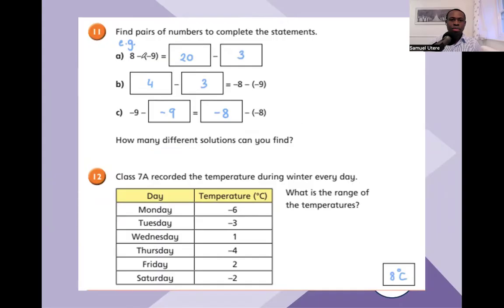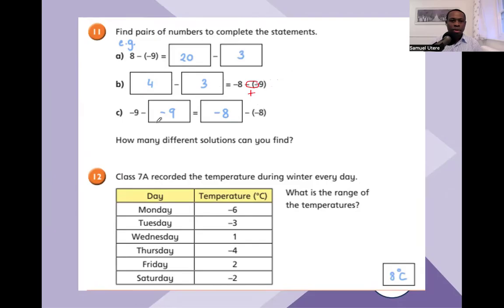So these two will be 8 plus 9, which is 17. So that should be 20 minus 3. These two will be positive. Yeah. So negative 8 add 9 will be positive 1. So it has to be 4 minus 3.